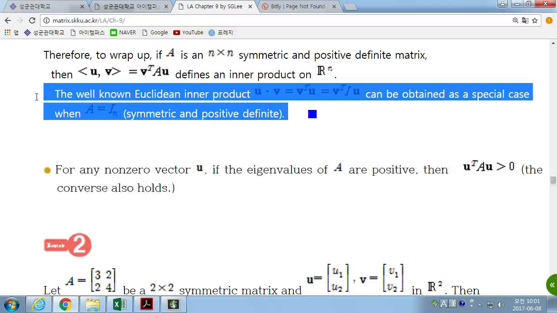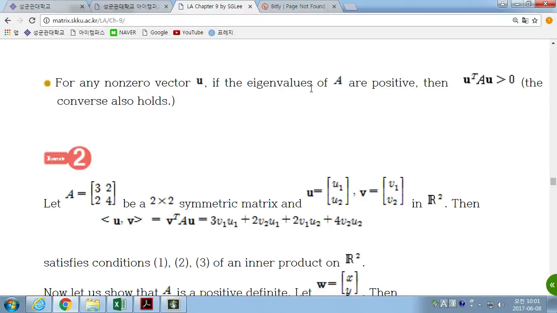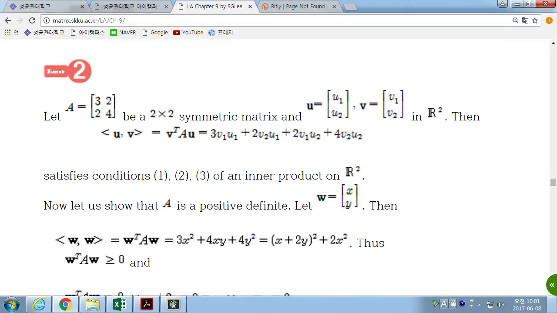So the Euclidean inner product is a special case of a general inner product, which can be defined when the matrix A is a symmetric positive definite matrix. For any non-zero vector U, if the eigenvalues of A are positive, then U transpose A U is always positive. You have learned this: if every eigenvalue of A is positive, then that matrix is positive definite. So to check positive definiteness, all you have to do is find the eigenvalues of A. If they are all positive, then U transpose A U is always positive, depending on the eigenvalues. That's why we have learned quadratic forms.